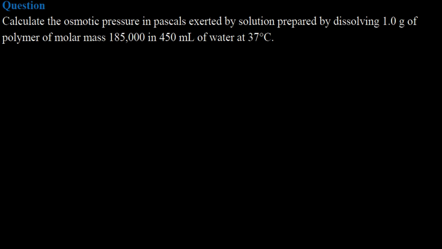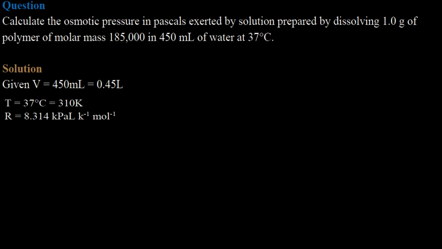The next question is based on the colligative property osmotic pressure. Osmotic pressure, as we all know, pi is equal to CRT. So we have to apply the same formula here. So for all the problems, you simply need to learn the formula first. Calculate the osmotic pressure in pascals exerted by a solution prepared by dissolving 1 gram of polymer of molar mass 185,000 in 450 ml of water at 37 degrees Celsius.